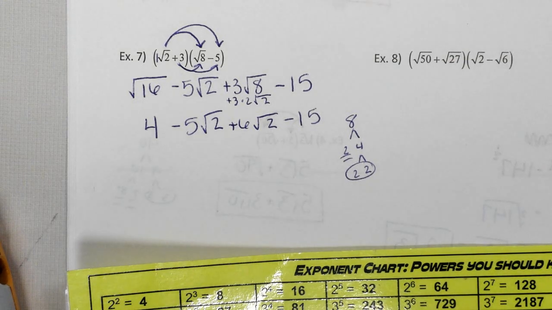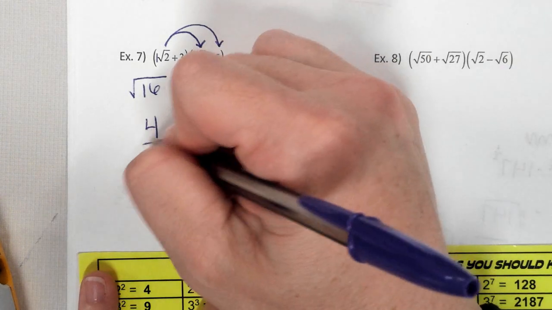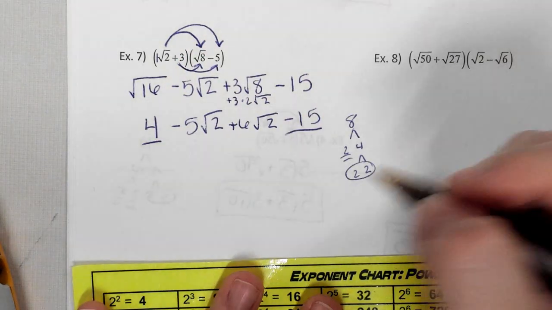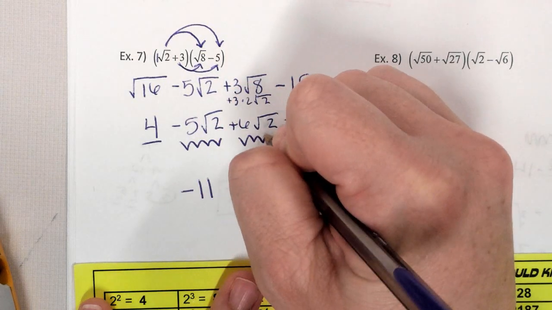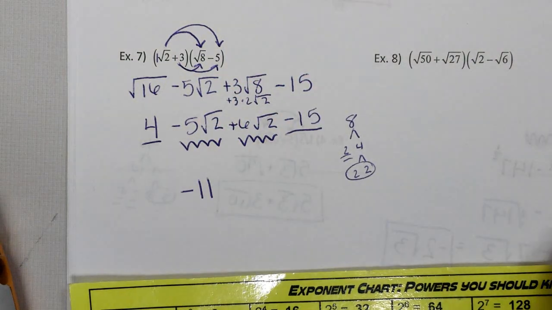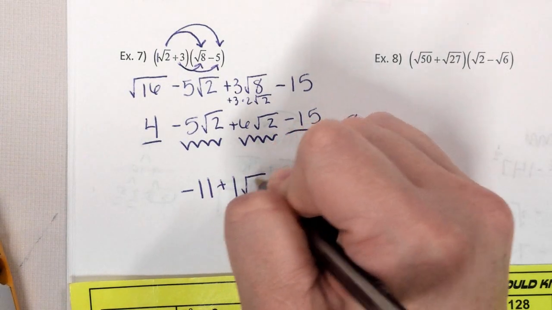Now, what are my like terms? So what's 4 minus 15? Negative 11. And then are these like terms? And what's negative 5 root 2 plus 6 root 2? So plus 1 root 2.